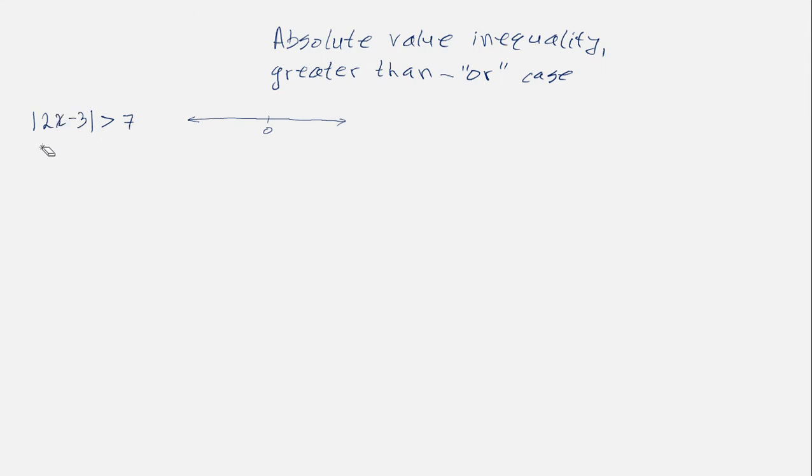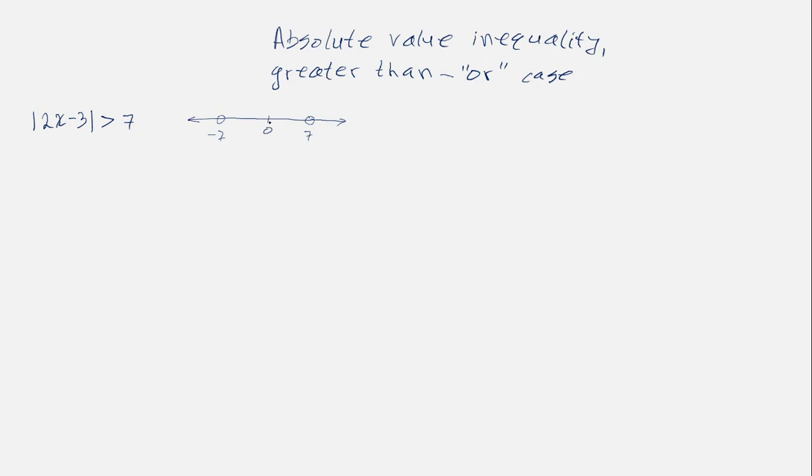Since absolute value represents distance from 0, we are saying that the absolute value is greater than 7. So on a number line, the distance from 0 to 7 would be 7. The distance from 0 to negative 7 would also be 7. And I'm putting open circles here because we don't have equals. We have only greater than but no equals to.